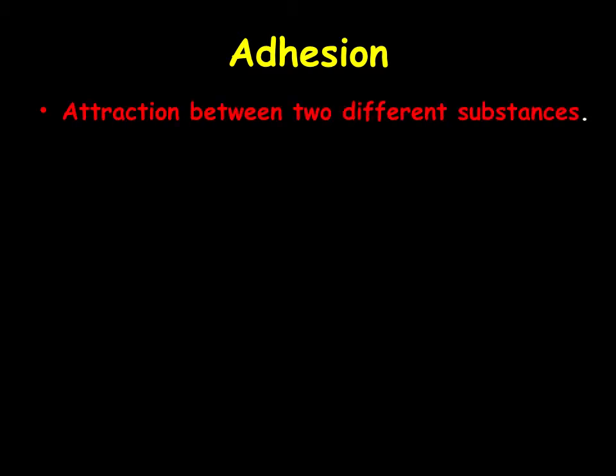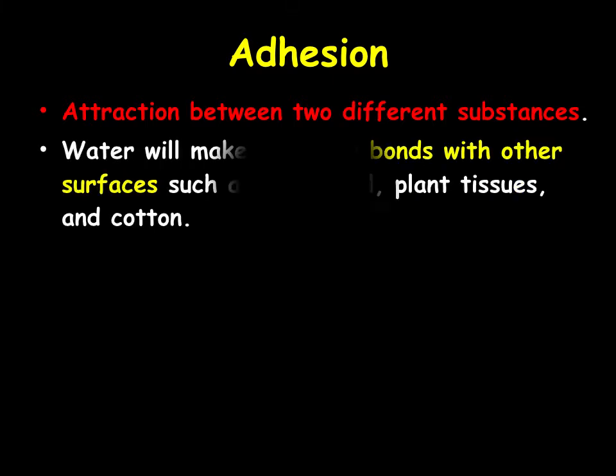The next property of water that we're going to discuss is adhesion. Adhesion is the attraction between two different substances. So remember, cohesion is two of the same things attracted to each other. Adhesion is two different things attracted to each other.